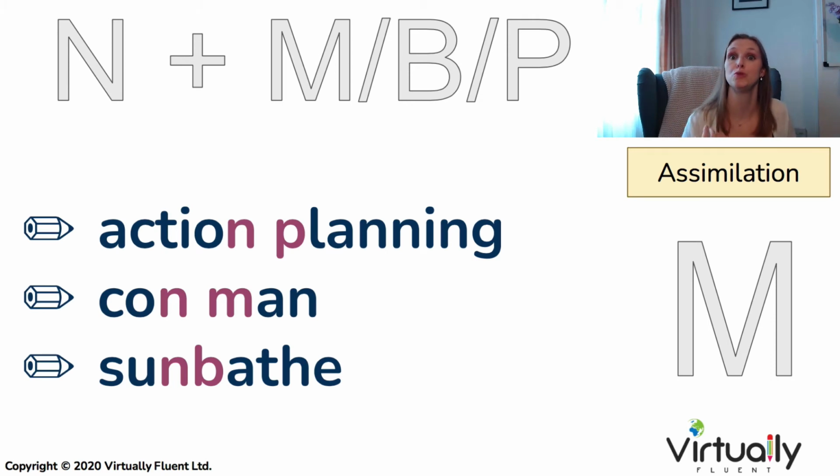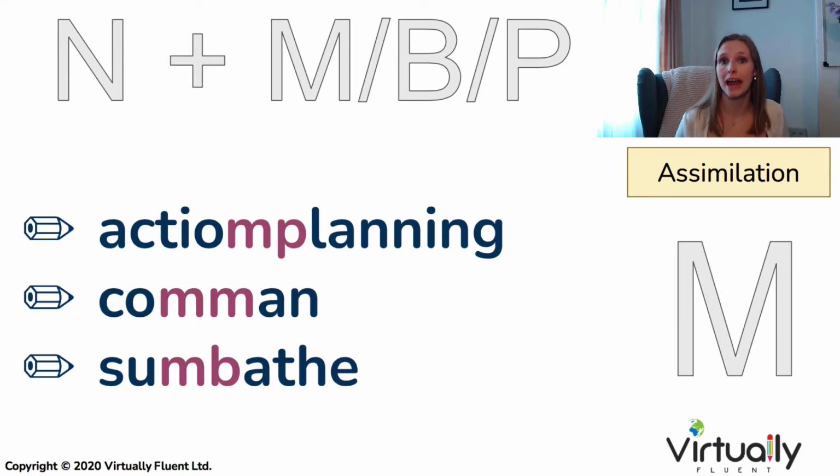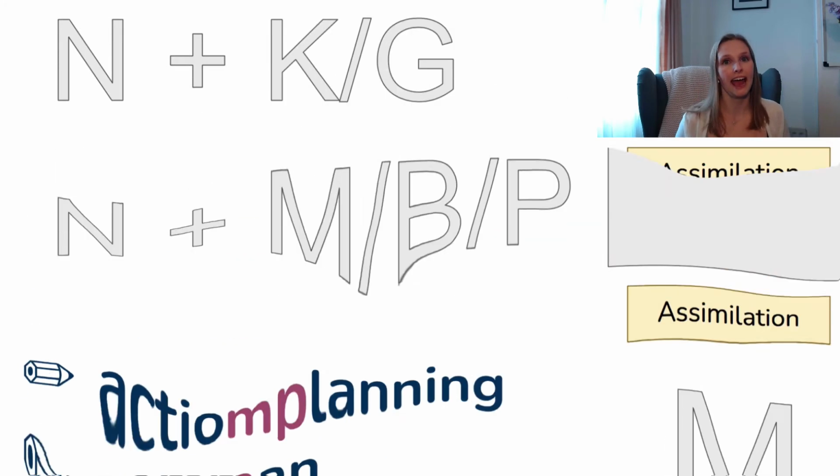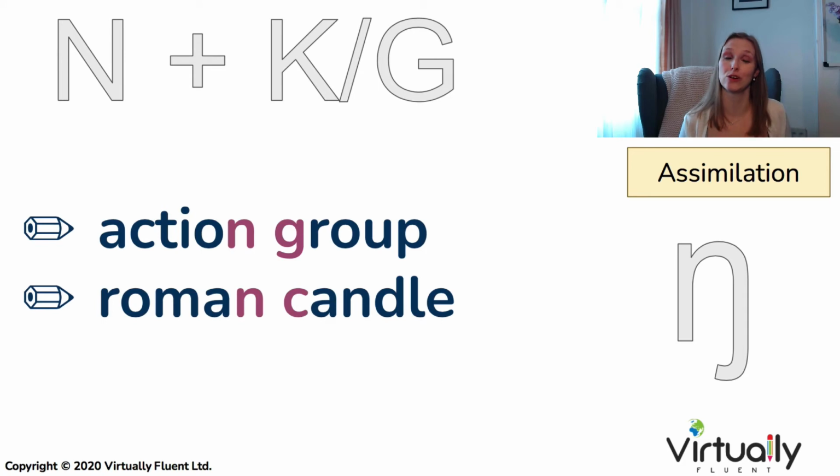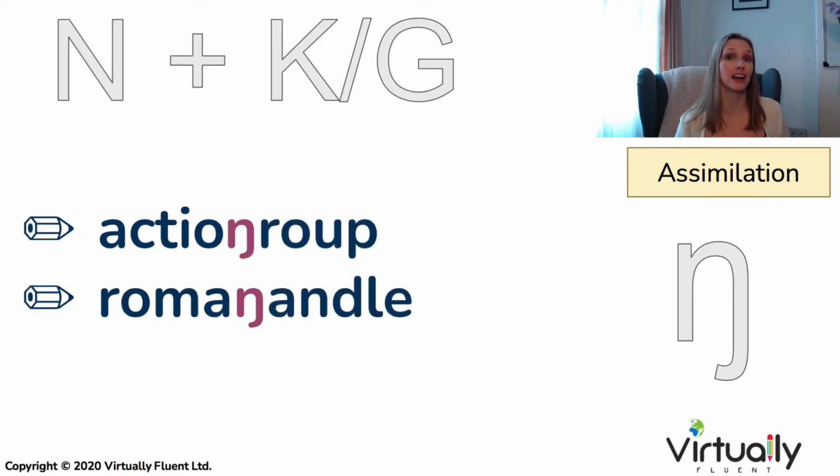If our first word ends in N and our next word begins in M, B, or P, we change it to the M sound. For example, we don't want to say action planning, we change it to a M. Action planning, con man, sunbathe. And if the N is followed by a K or a G, we actually change it to that sound, which is that far back sound, quite difficult in English. For example, action group or Roman candle.